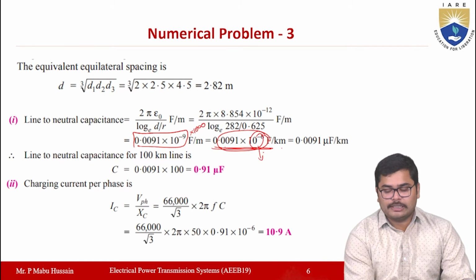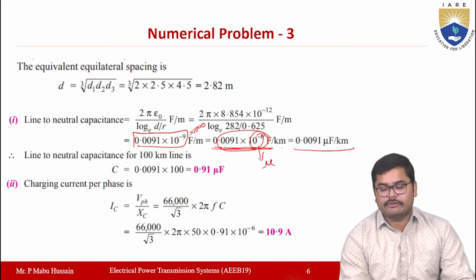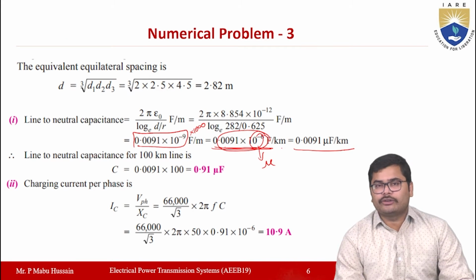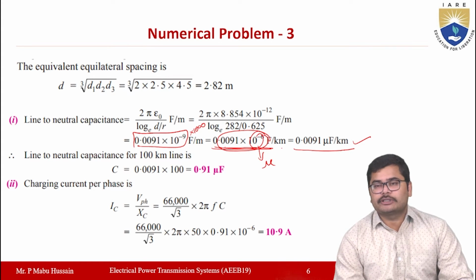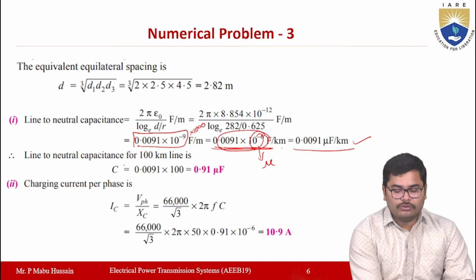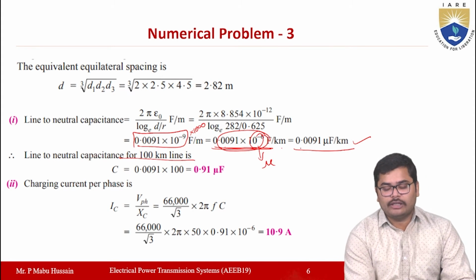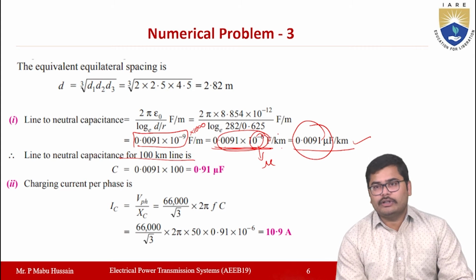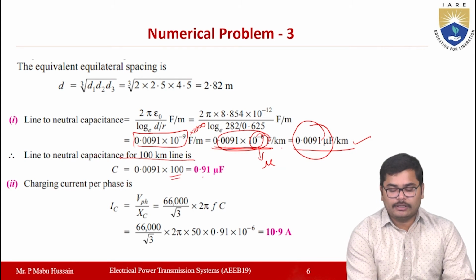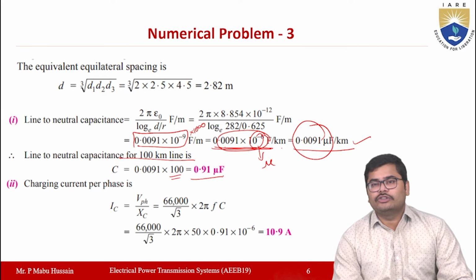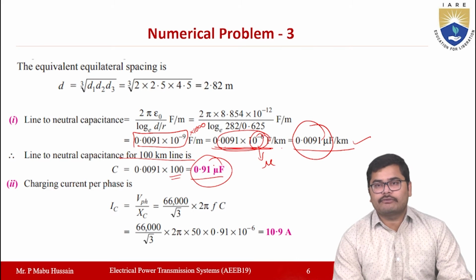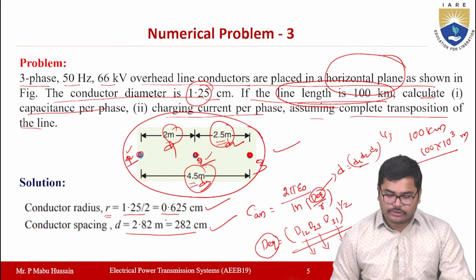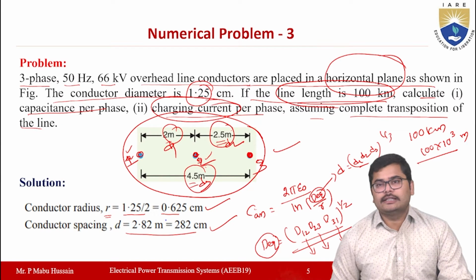10 to the power of minus 6 can be written as micro, so this is 0.0091 microfarads for 1 kilometer only, but our transmission line length is 100 kilometers. So for the 100 kilometer transmission line, the value will be 0.0091 microfarads multiplied by 100, which is 0.91 microfarads. This is the per phase capacitance for the total length of the transmission line. In the problem they also asked to find the charging current per phase.